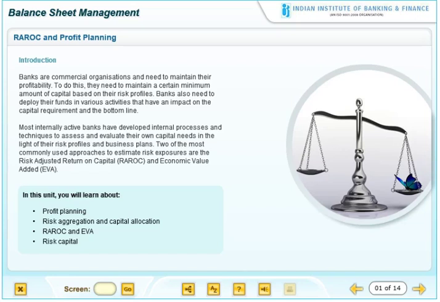Most internationally active banks have developed internal processes and techniques to assess and evaluate their own capital needs in the light of their risk profiles and business plans. Two of the most commonly used approaches to estimate risk exposures are the Risk-Adjusted Return on Capital (RAROC) and Economic Value Added (EVA). In this unit, you will learn about profit planning, risk aggregation and capital allocation, RAROC and EVA, and risk capital.